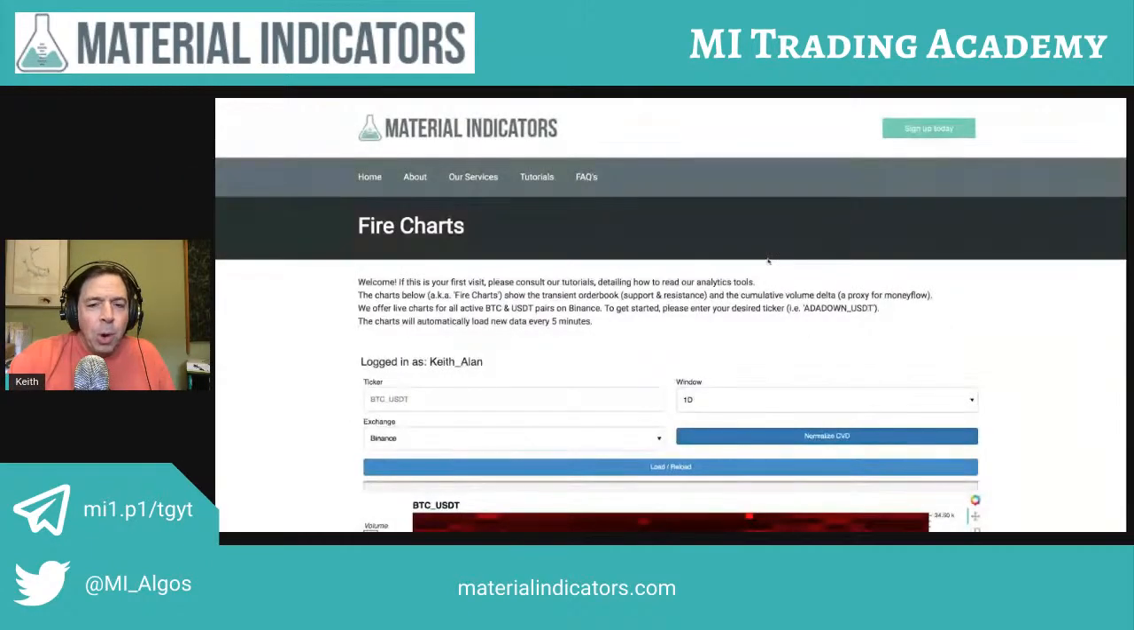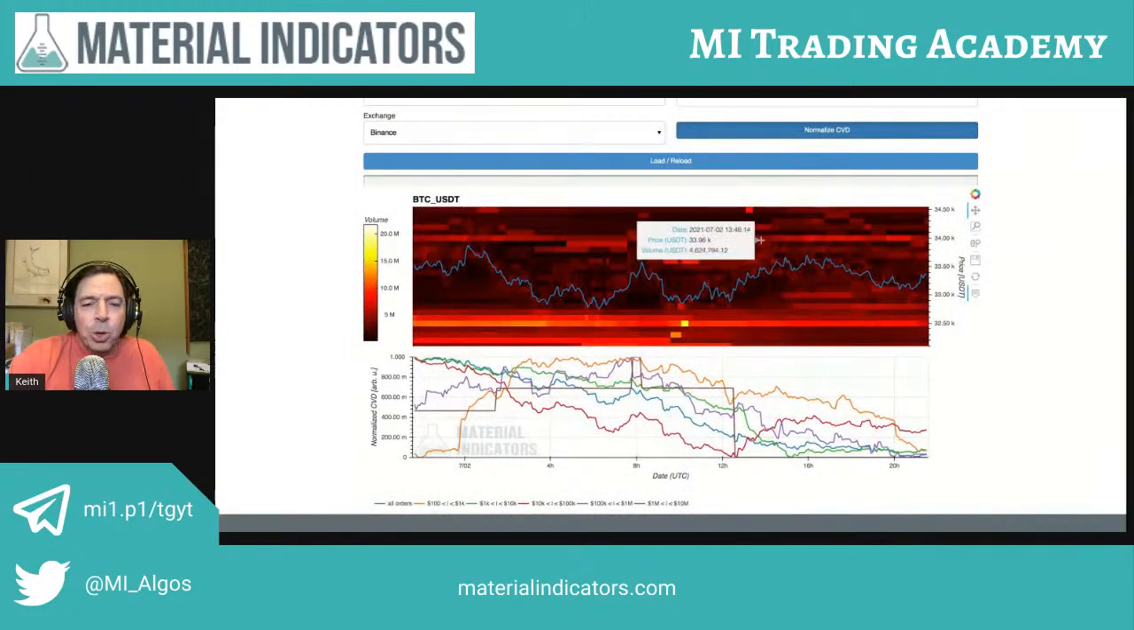open a chart, and I'm going to share a chart and see if we can get a better handle on what this really means. And for those of you who are members of Material Indicators or subscribers, you obviously know what this is. For those who are not, I'll give you a quick rundown, but there's lots of tutorials on YouTube and on our website that can help you out. This is our FireCharts web app, our first version. We're going to have a new version coming out very soon.